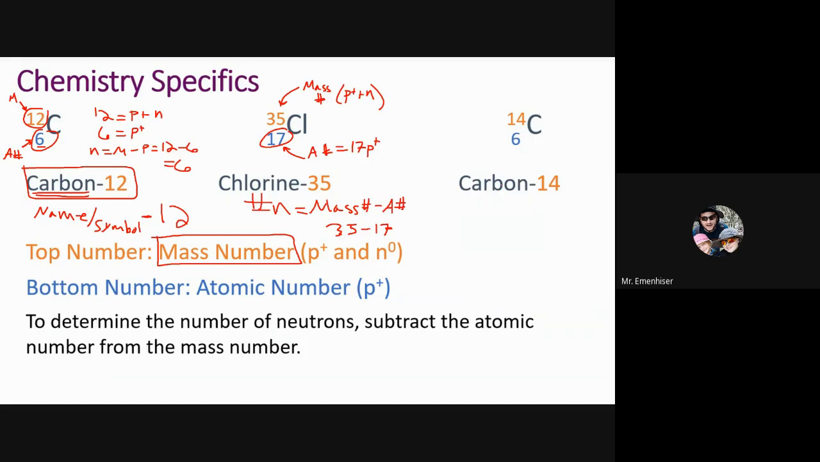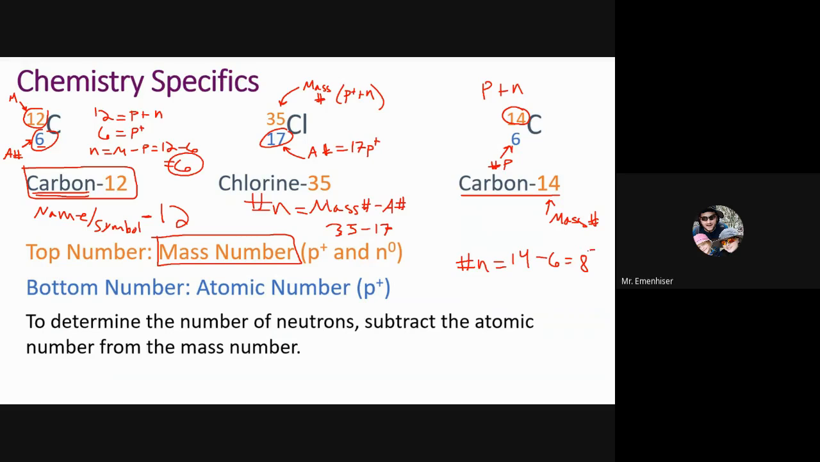All right, here's another version of carbon, carbon-14. Remember that 14 is the mass number, just like this is the mass number here. That's number of protons plus neutrons. And then this is just protons. This is the atomic number of protons. So the number of neutrons for this isotope of carbon, this version of carbon, would be mass number minus atomic number, 14 minus 6, which would give us 8. So this is a version of carbon with 8 neutrons. Over here, we had 6.